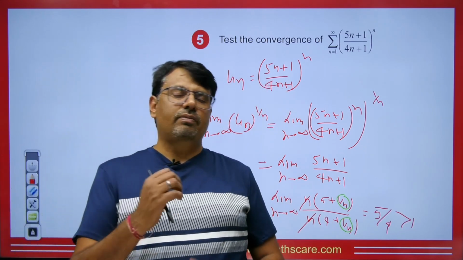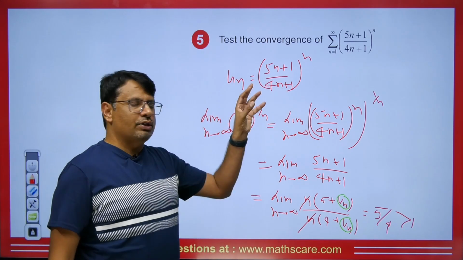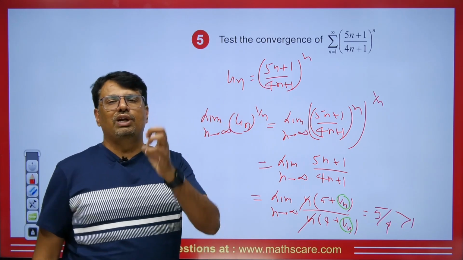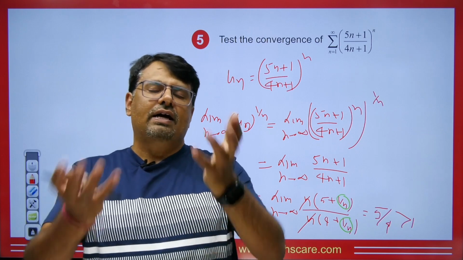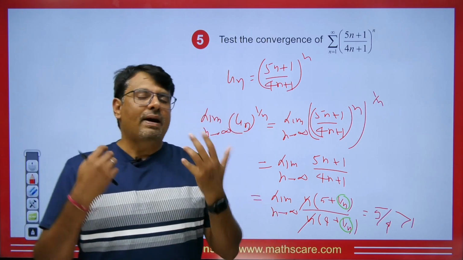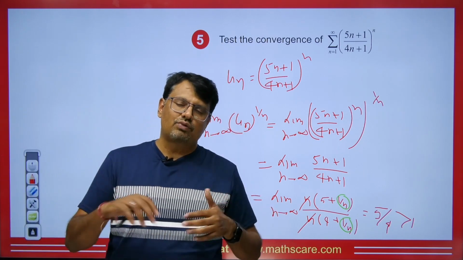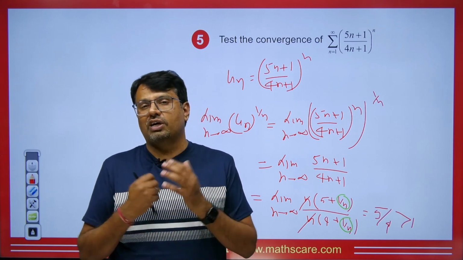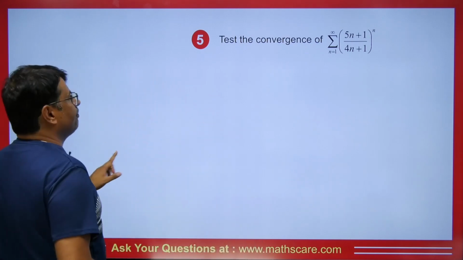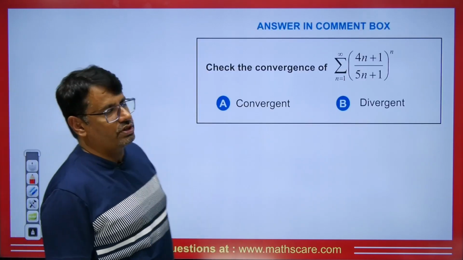After we put the limit and apply the Cauchy root test, if the value we get is greater than 1, then the series is divergent, and if it is less than 1, then the series is convergent. Clear, students? On the other hand, if the value comes as equal to 1, then we can't say anything about it. Then we will apply another test for it. Understand this.